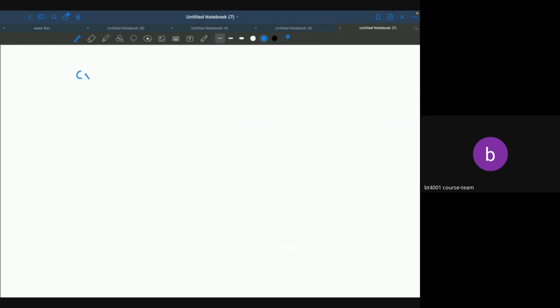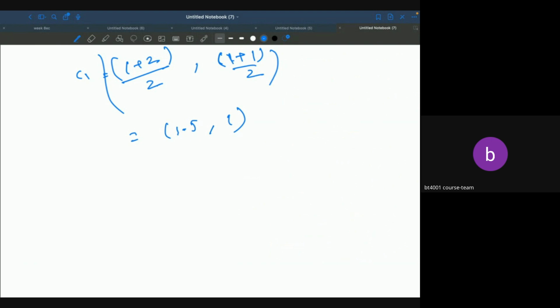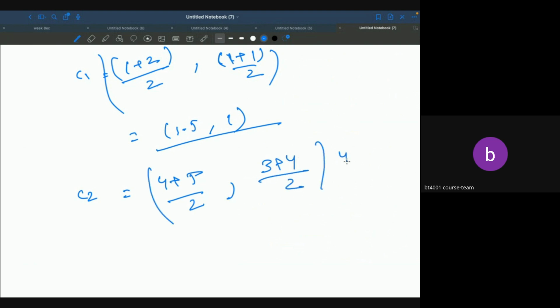For C1, it will be (1 plus 2) divided by 2, and (1 plus 1) divided by 2, right? So it will be 1.5, and this will be 1. So the new centroid will be this. For C2, the new centroid will be (4 plus 5) divided by 2, and (3 plus 4) divided by 2. So this will be 4.5, 3.5, right?